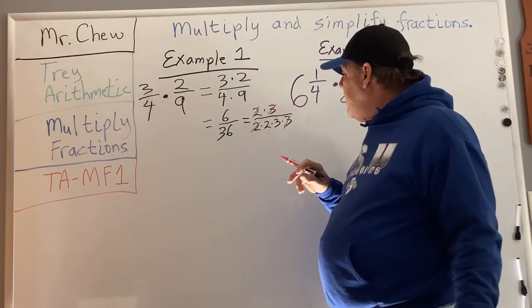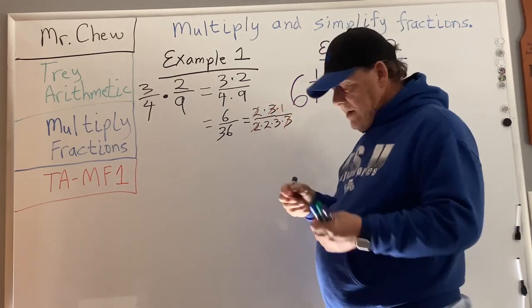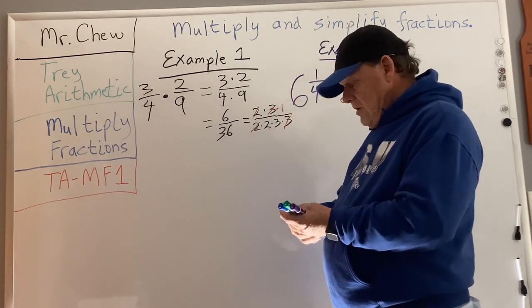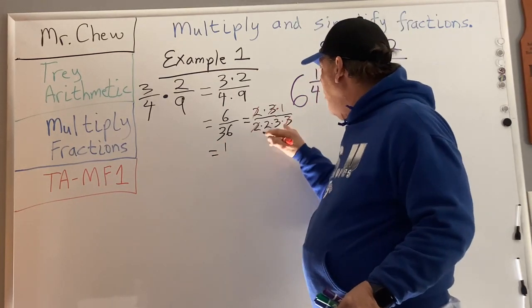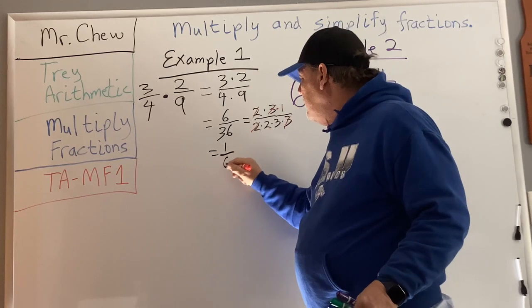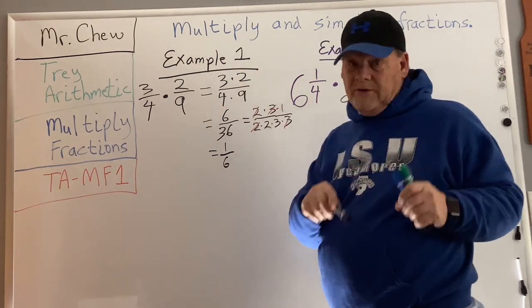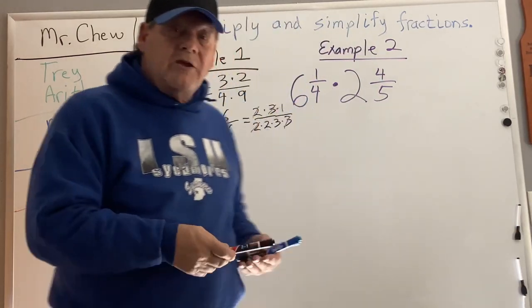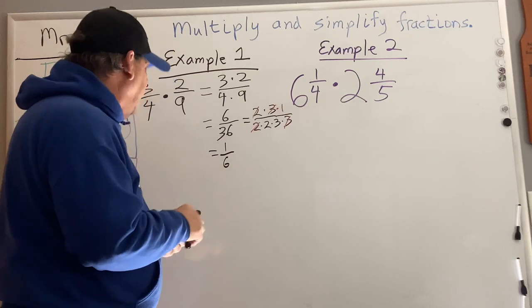Divide them both by 3. And what do you have left? Well, there's nothing in the top, so there would be a 1 there. So your answer would be 1 over 2 times 3, 1/6. But you may say, but is there another way? There is. There is another way. It is a shortcut, and some teachers call this canceling.